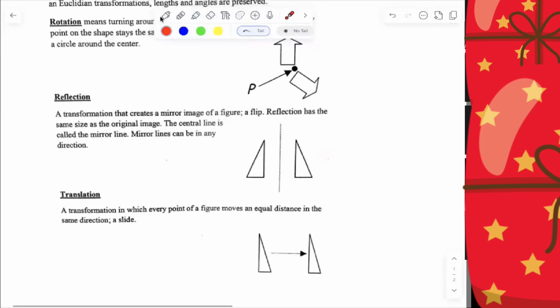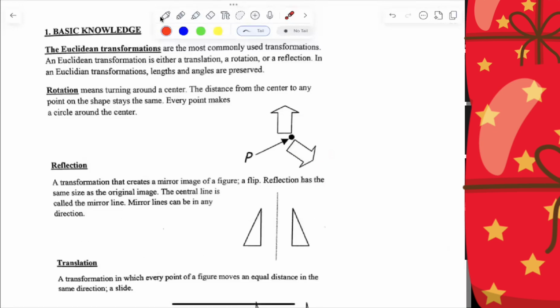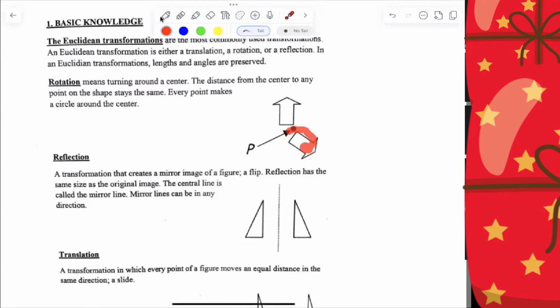A rotation means turning around a center. The distance from the center to any point on the shape stays the same. Every point makes a circle around the center. This seems like it's also a rotation. And notice that some rotations have reflections, and the line of reflection is the angle bisector, the line that splits the angle in two.